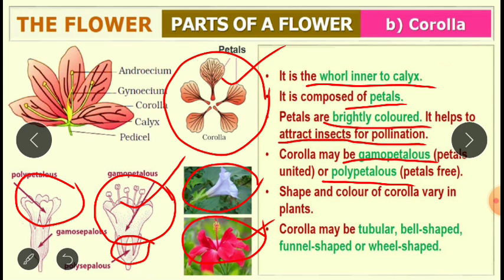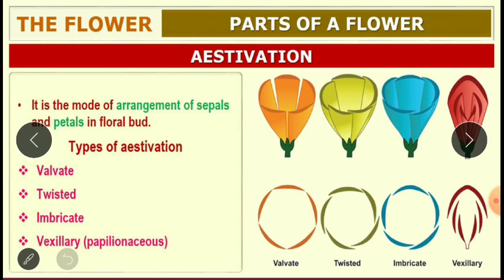This corolla is going to be of different shape and different color based upon the different type of the plants. The corolla may be of different shapes, like it can be tubular or it can be bell shaped or funnel shaped or wheel shaped. Depending upon the type of the plant, different varieties of plants petals are present. Then the arrangement, we studied the sepals, we studied the petals, that is calyx and corolla.